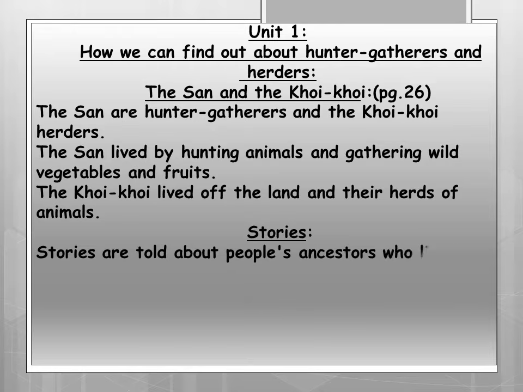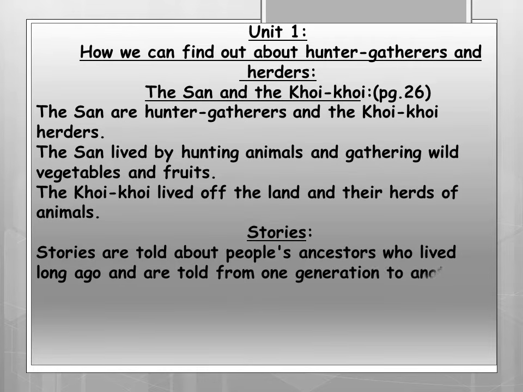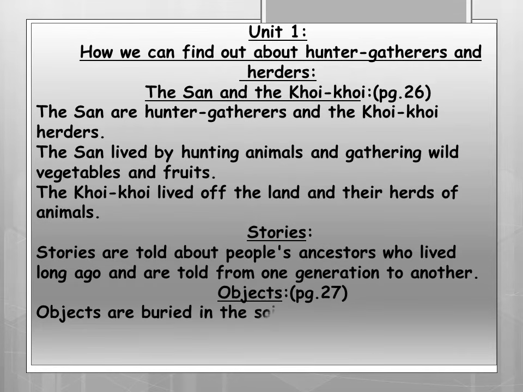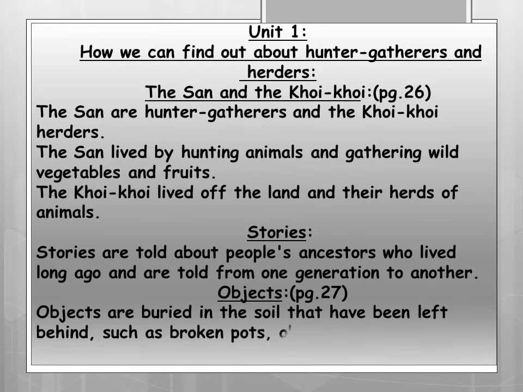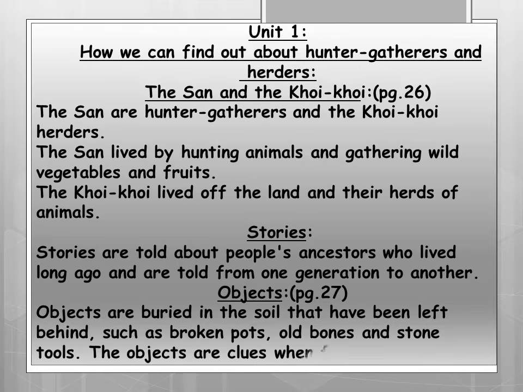The stories that they told. Stories are told about people's ancestors who lived long ago and are told from one generation to another. Objects on page 27. Objects are buried in the soil that has been left behind, such as broken pots, old bones and stone tools. The objects are clues when they are found.